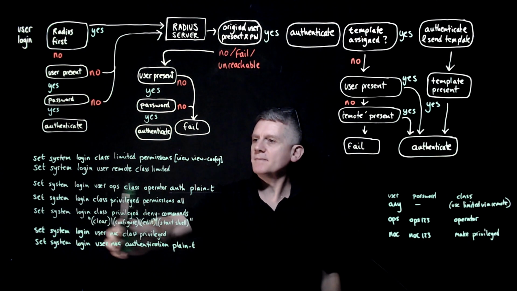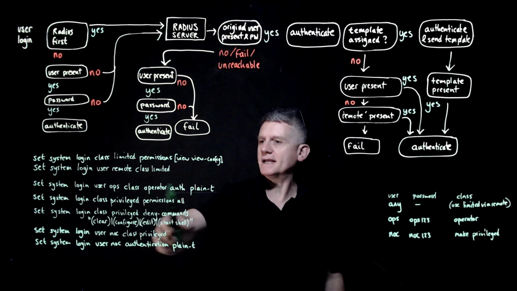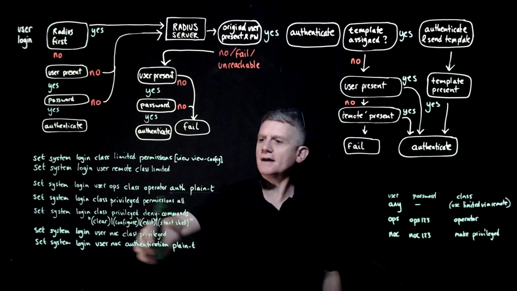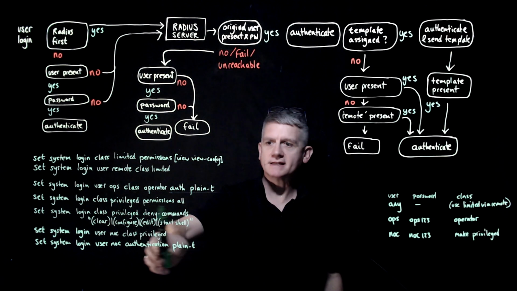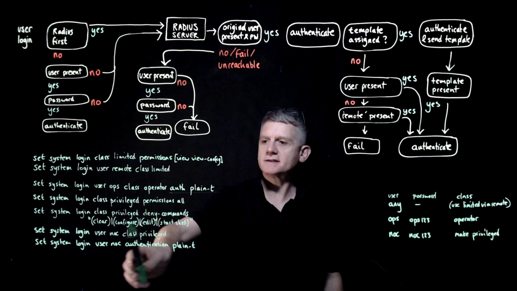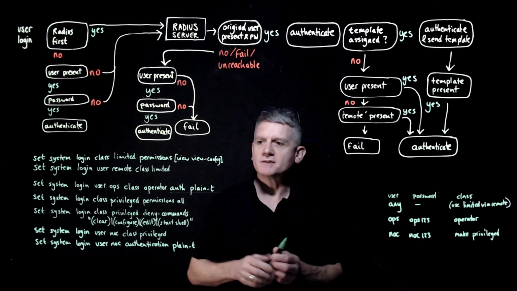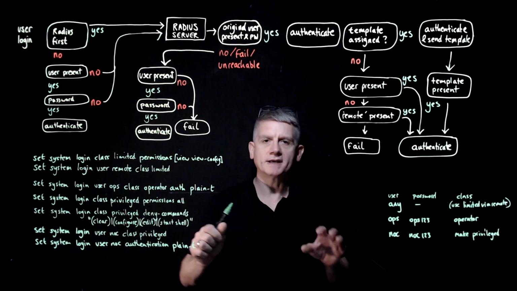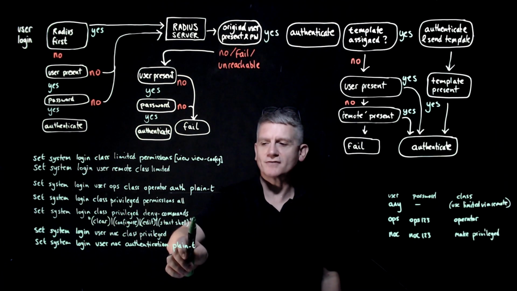So let's look at the next one. Set system login, user ops, class operator. So that's a well-known class there, and authentication plain text. Then we have user login, class privileged, permissions all. Like limited, we're creating this class. And then set system login, class privilege, deny-commands, clear, configure, edit, and start shell. So what we've done there is we've created this class privilege by giving it all the permissions, and then we've removed 4 of these permissions from it.